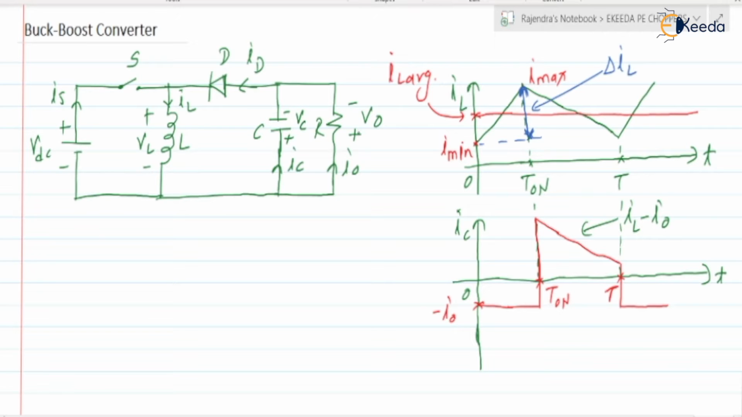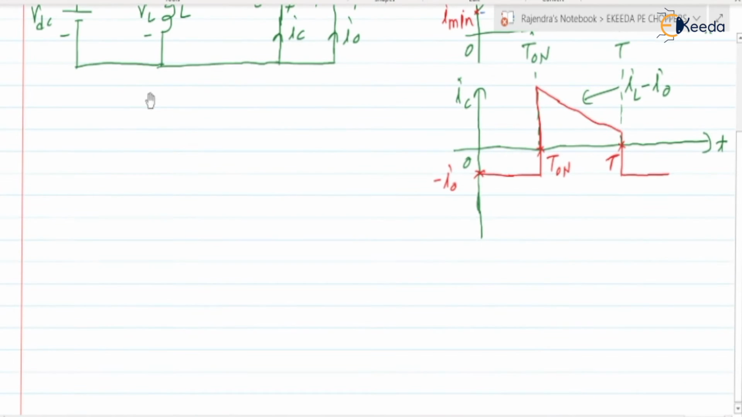The important point to be noted: in the buck boost converter, the single circuit can be used as a buck converter or a boost converter depending on the duty cycle D value. So let us discuss the circuit operation. For t equal to 0 to T on, where T on is nothing but DT.